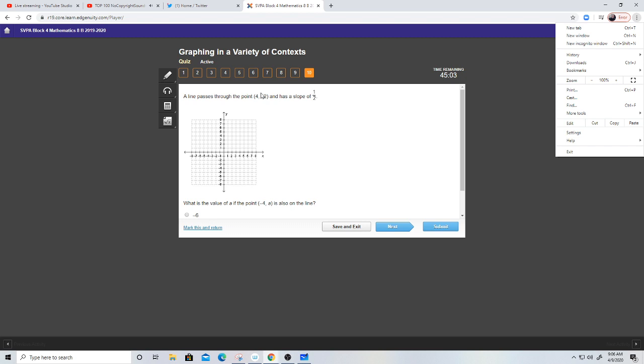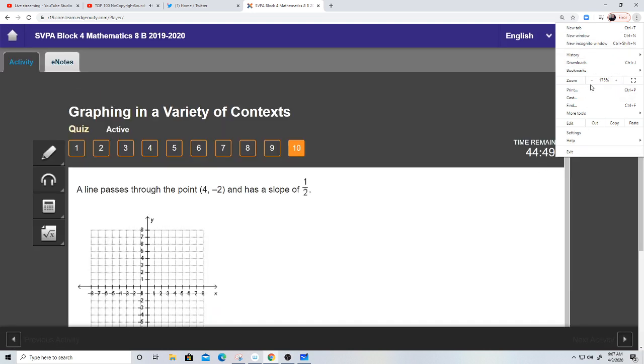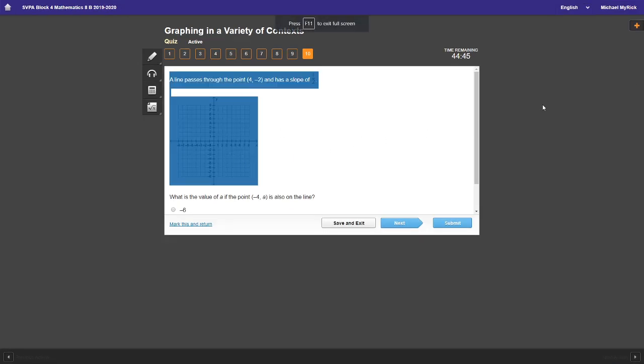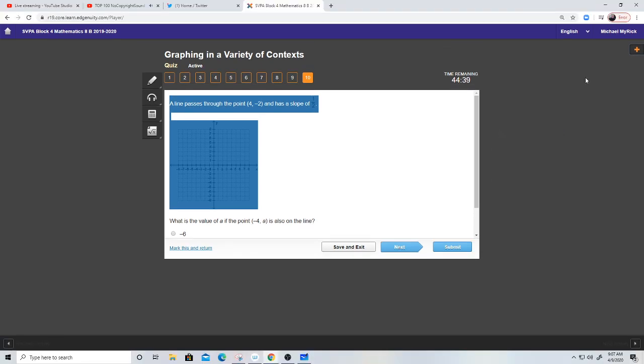All right, a line passes through 4, -2, and a slope of a half. And we have to go to X equals -4. So let's see, 4, -2. Again, tricky. Hey, let's learn something here. Oh, I don't like that. How do we do that? Is it 11? Please.